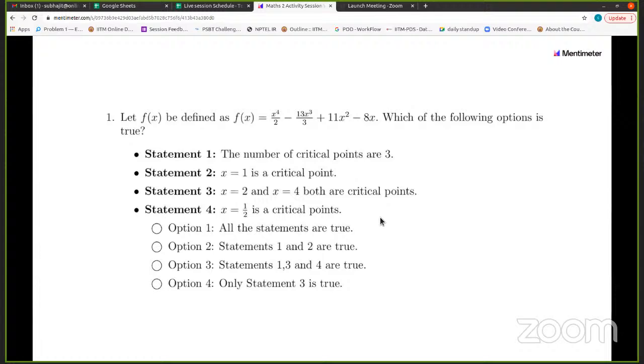And these are the statements. The options are: option 1, all the statements are true. Option 2 is statement 1 and statement 2 are true. Option 3 is statements 1, 3 and 4 are true. And option 4 is only statement 3 is true. So this will require some time to solve. I will give you 5 minutes to solve it. Then I will go to the next page where you can put your answer.